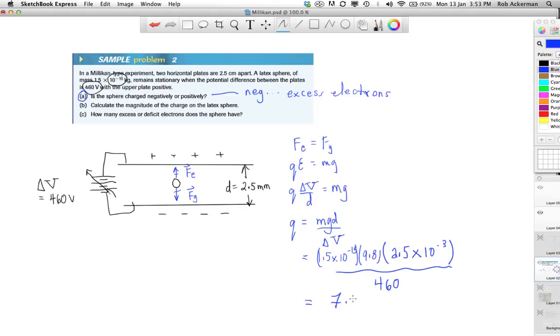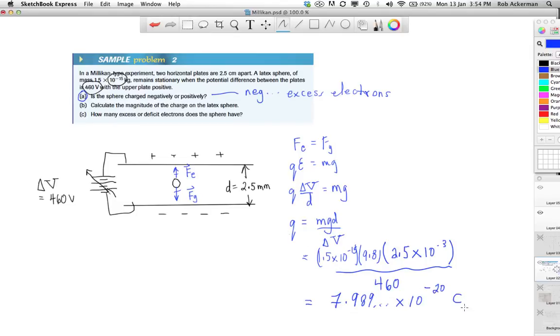In fact, so small that I'm going to check again. I know what I did wrong. Let me actually show you the mistake that I made, and then I'll tell you how I knew there was a mistake right away. 1.5 times 10 to the negative 15 times 9.8 times 2.5 by 10 to the negative 3 divided by 460. Okay, here's what I did the first time, and I calculated this. 7.989, that wasn't the problem. In fact, I didn't punch in anything incorrectly.